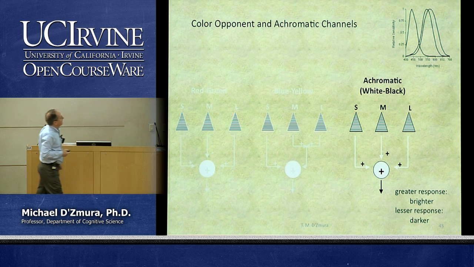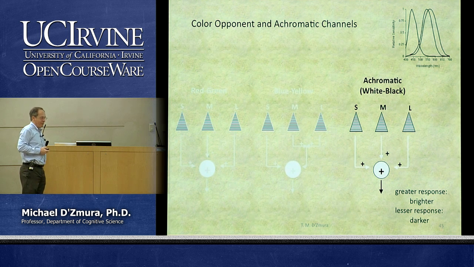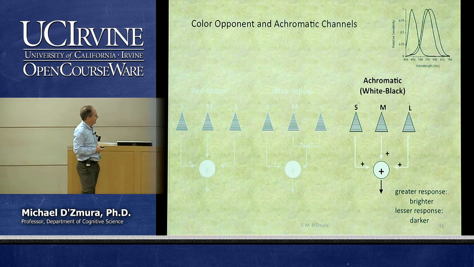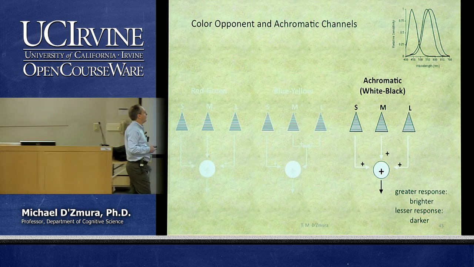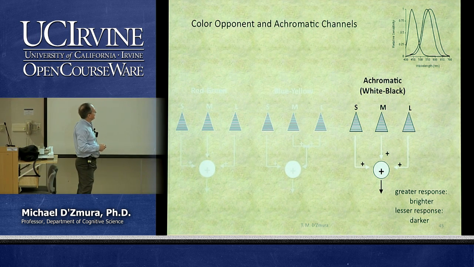So you might be asking, what about black and white? Because we need 3 dimensions to account for color vision. The simplest way to think about black and white sensitivity is to say that there are cells that simply add up the inputs from short, medium, and long wavelength sensitive cones. The basic notion is that the greater the response, the brighter something will appear. The less the response, the darker it will appear.